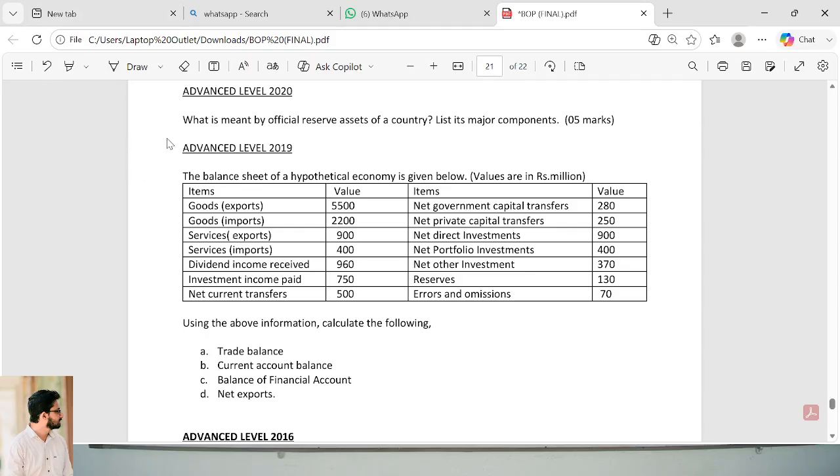I'll explain to which accounts these given transactions belong. First one, goods exports. I want you to answer by saying current account, capital account, or financial account. Tell me, are these transactions recorded in the current account, capital, or financial? Export of goods, what is the account? Current account. Good.